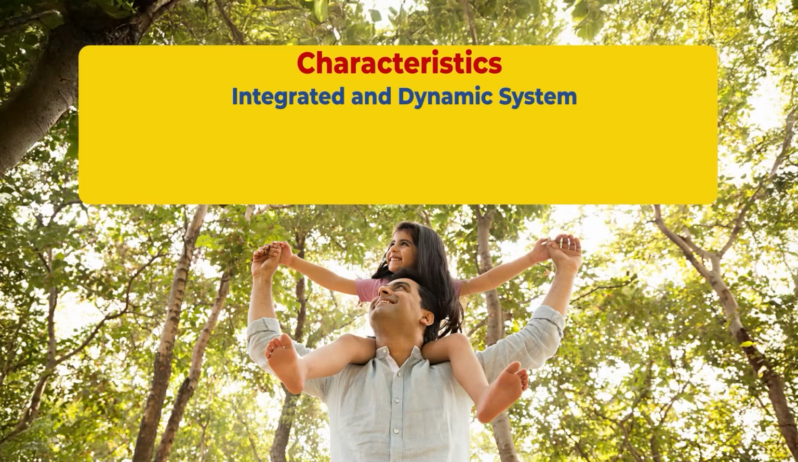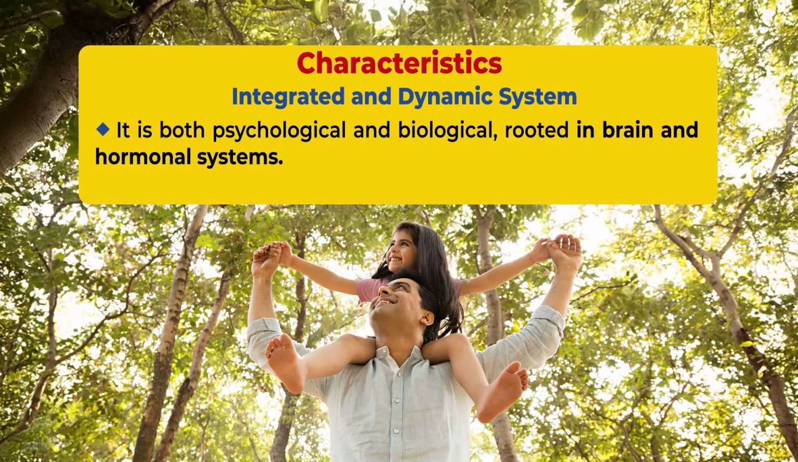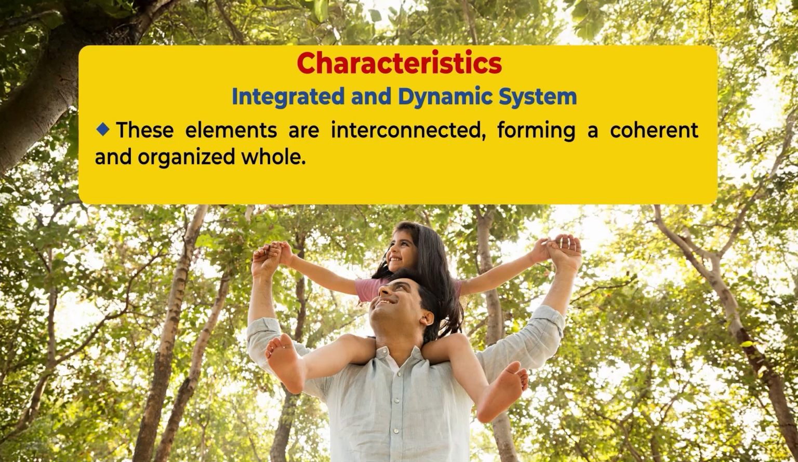Personality is also an integrated and dynamic system. When we say integrated and dynamic system, it means that it is integrated because it comprises a number of elements, components or units that we just discussed, and it is dynamic because it is not static. It would keep changing, it would keep evolving. Personality is a psychophysical system involving traits, temperament, intellect, character and motives. It is both psychological and biological, and hence a psychophysical system, which is rooted in brain and hormonal systems. These elements are interconnected, forming a coherent and organized whole.